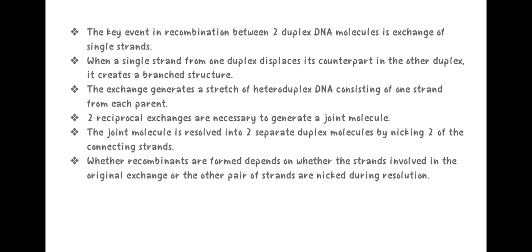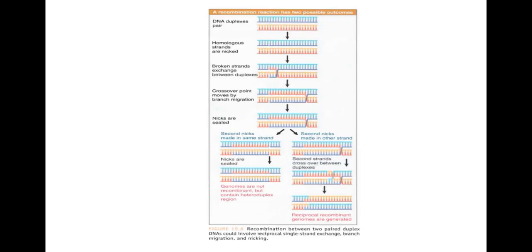The joint molecule is resolved into two separate duplex molecules by nicking two of the connecting strands. Whether recombinants are formed depends on whether the strands involved in the original exchange or the other type of strands are nicked during resolution. So recombination during meiosis is initiated by double strand breaks.